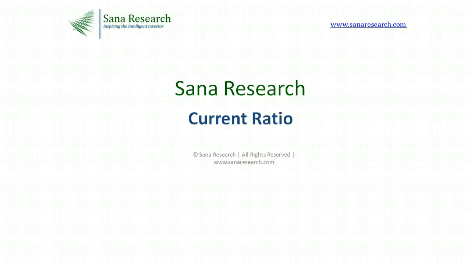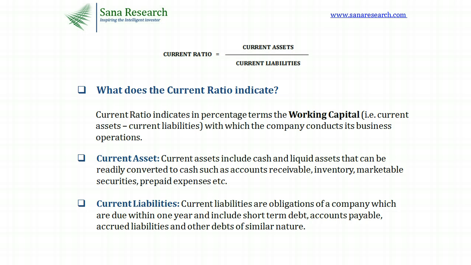So in this session, we look at a ratio which measures the short-term liquidity comfort of a company, which is the current ratio. The formula for calculating the current ratio is fairly simple. It is current assets divided by current liabilities. Now, what does this ratio indicate? It indicates in percentage terms the working capital with which the company conducts its business.